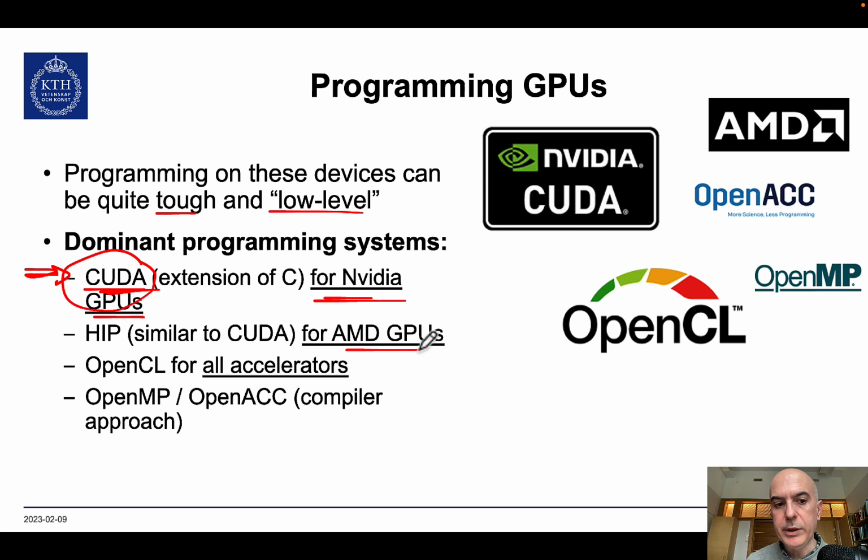AMD GPUs have their own CUDA-like programming approach that is called HIP. There is also a quite famous programming approach to program all different kinds of GPUs and accelerators, called OpenCL. Finally, we have pragma compiler-based approaches that allow us basically to annotate the part of our code that we want to run on the GPU, and the compiler will do the job for us to translate it for a GPU. So you might have heard about OpenMP 5 and OpenACC.